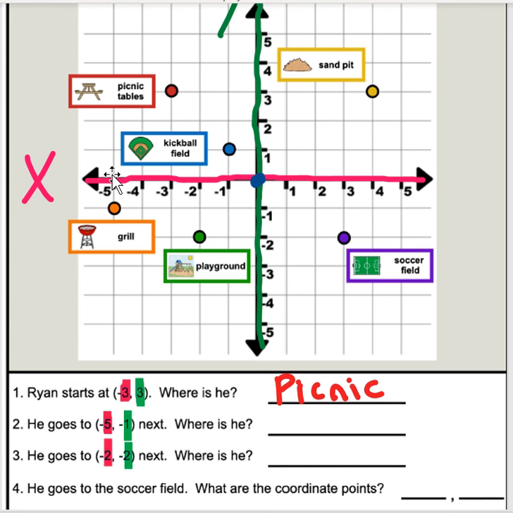And then it says on the y-axis, the green, we're going down -1. So we see negative, so we know we're going down. So let's go down 1. 1. Where are we? We're at the grill. We're at the orange dot. So -5, -1 is what? It's the grill. So we're going to write in grill.